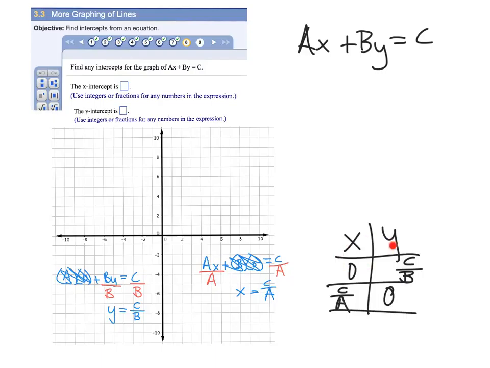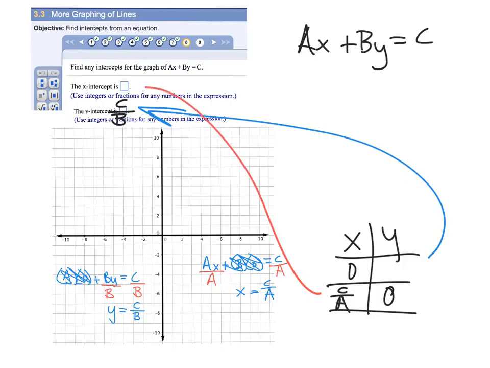So what this means is when x is 0, our y-intercept is c over b. So that's right here. Y is equal to c over b, right there. And when y is 0, our x-intercept is c over a. And so that is going to go right here. And that is our answer for that one. So that wasn't so bad, especially because we didn't have to graph it.